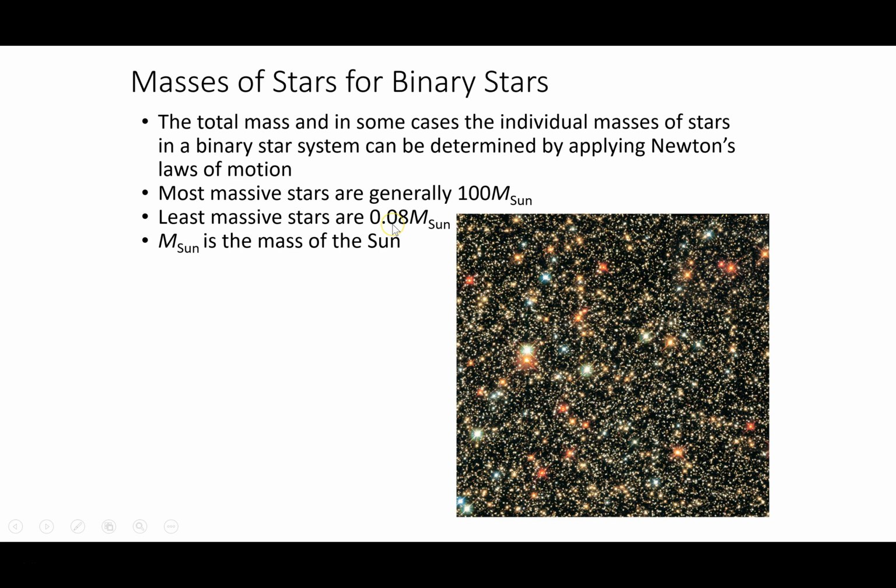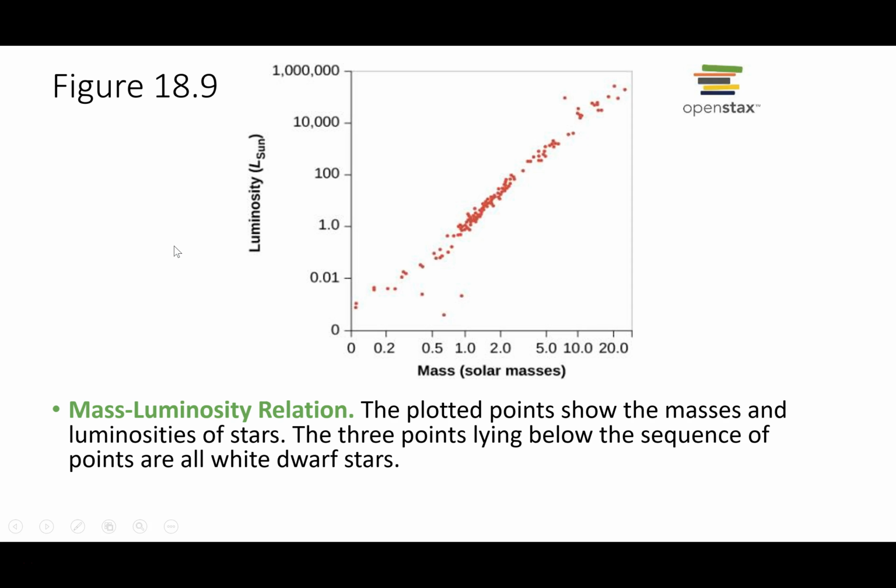0.08 solar masses is the lightest a star can be, and 100 to 150 to even 200 solar masses is the heaviest a star can be. And we use this capital M subscript S as the mass of our Sun.